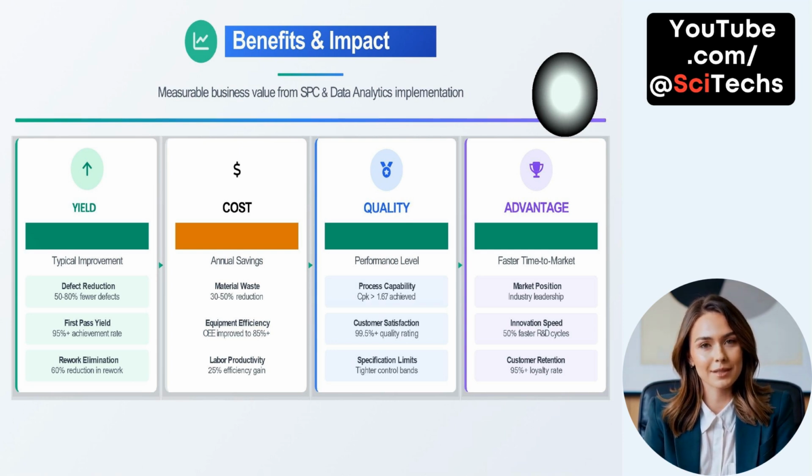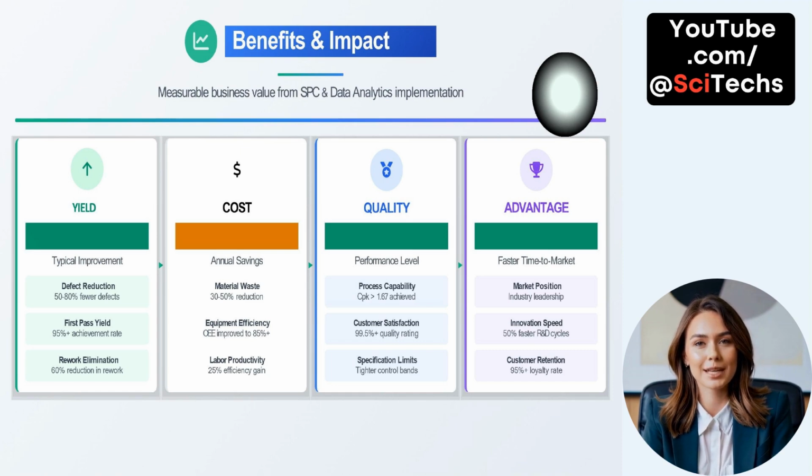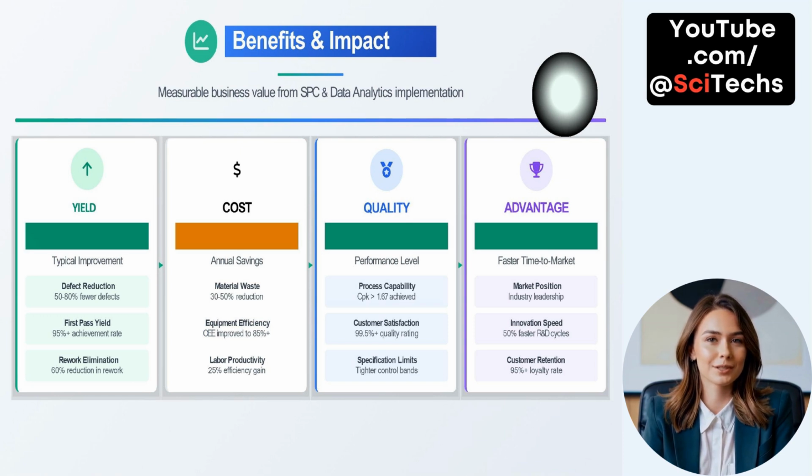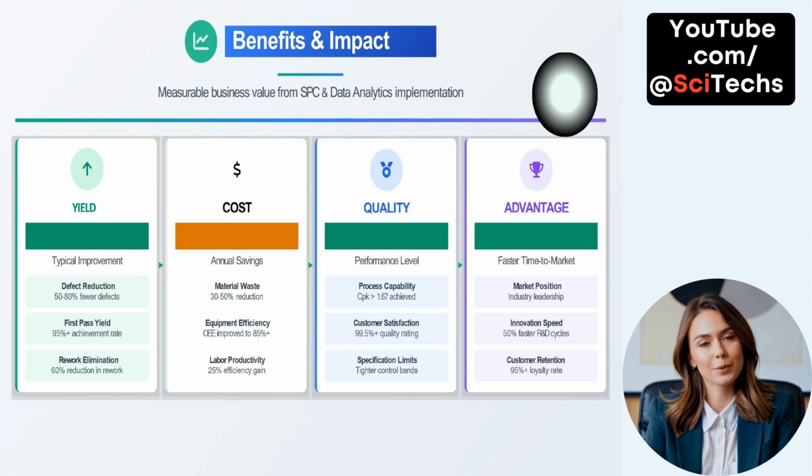From a cost perspective, data-driven improvements lead to annual savings through reduced material waste, typically by 30–50%. Equipment efficiency, measured through OEE, is boosted to 85% or higher. Additionally, labor productivity gains reach 25%, enabling the workforce to do more with less effort. On the quality front, companies achieve a Process Capability Index, or CPK, greater than 1.67. This supports tighter specification limits, enhances customer satisfaction, often reaching 99.5% quality ratings, and ensures consistent output.